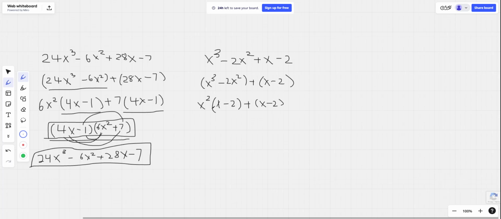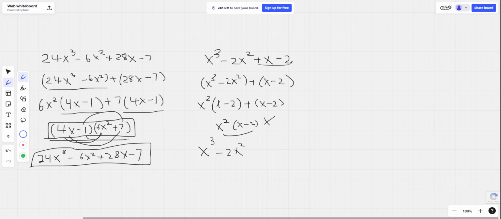So you might think that our factorization is just x squared times x minus 2. Now, you'd be wrong, however, because let's check it out. So if we expand this, we get x cubed minus 2x squared.